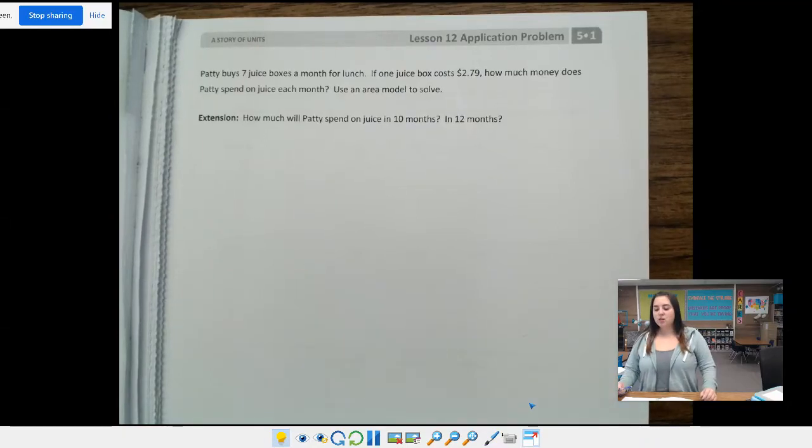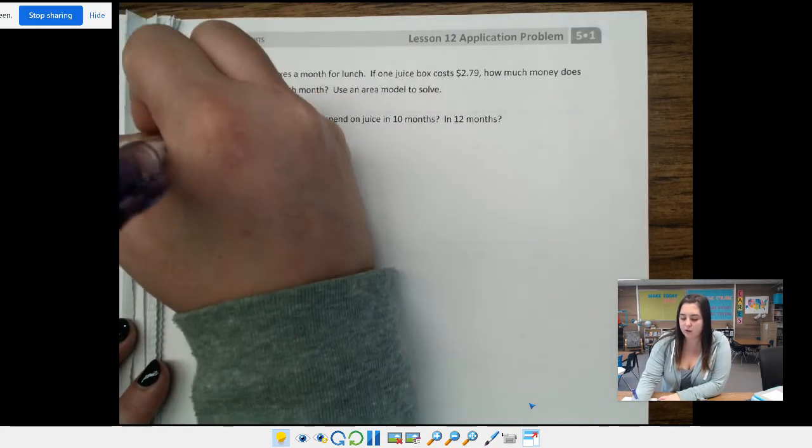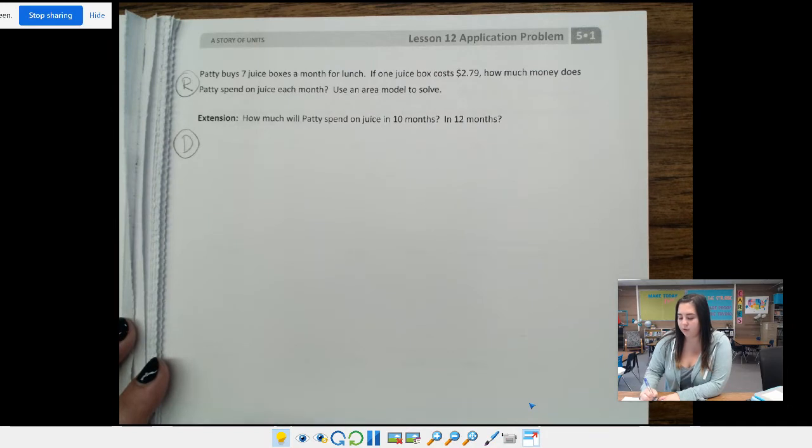Fifth graders, let's do our lesson 12 application problem. So remember, we're using read, draw, write to solve. So here's my read, draw is my solving, and we're writing our answer.